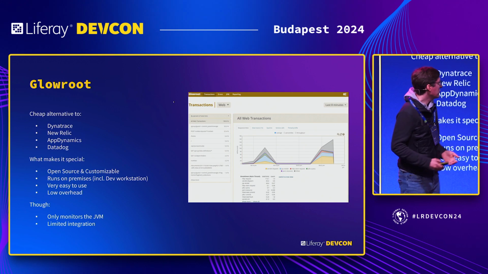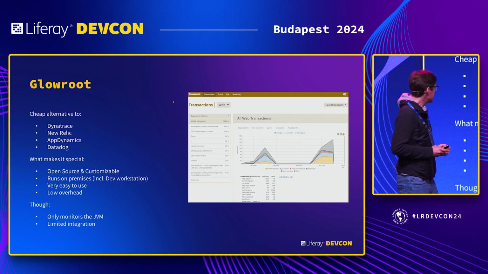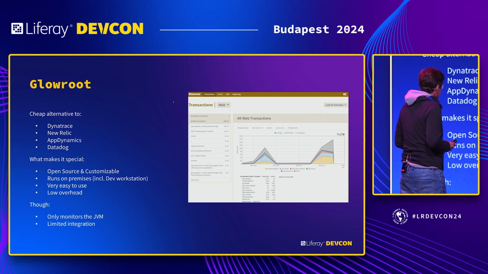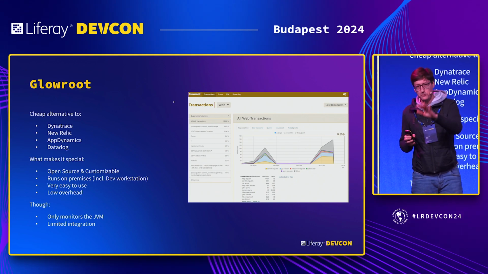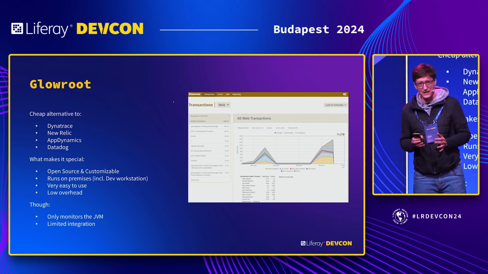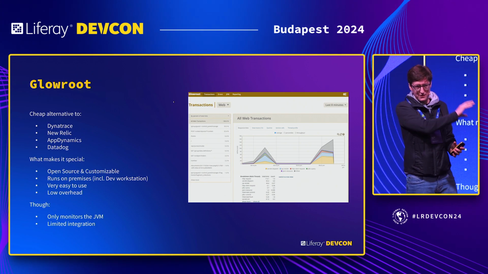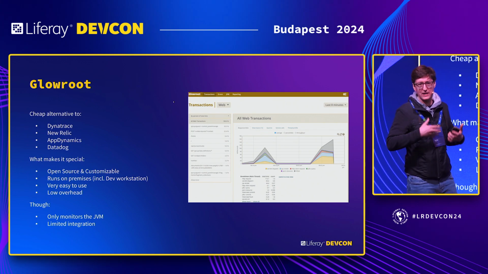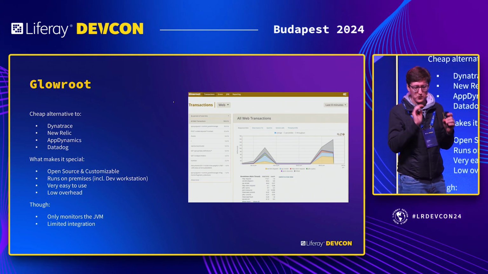For the ones who have never used it, it's open source, customizable, and we'll look into it. It runs on premises as well, and that's one interesting thing. All the professional enterprise solutions send data to the cloud. Glowroot makes it possible to keep the data you collect on the server, on premises. It can remain here.